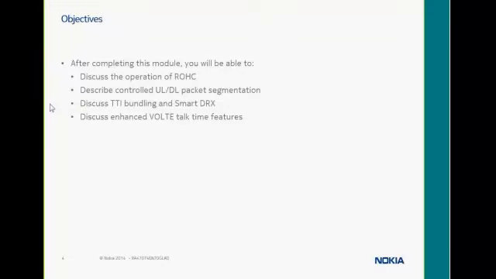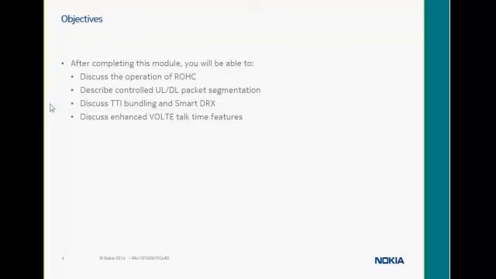Well, in this module, we're going to look at what is robust header compression, how do we use it to optimize the air interface for Voice over LTE. We'll look at the uplink and downlink packet segmentation feature and the TTI bundling feature, which really are very much related between the two of them. But the whole idea is to make sure that we have a good way of delivering our packets to the subscriber, or the subscriber delivering the packet to the network, in a way that is with confidence.